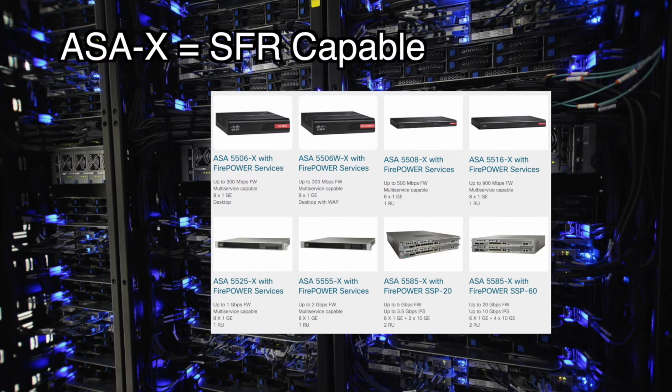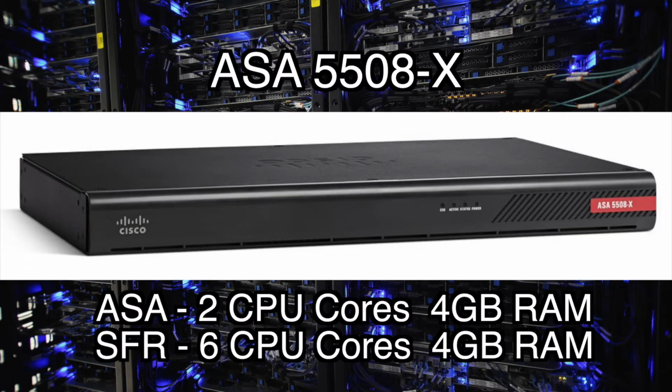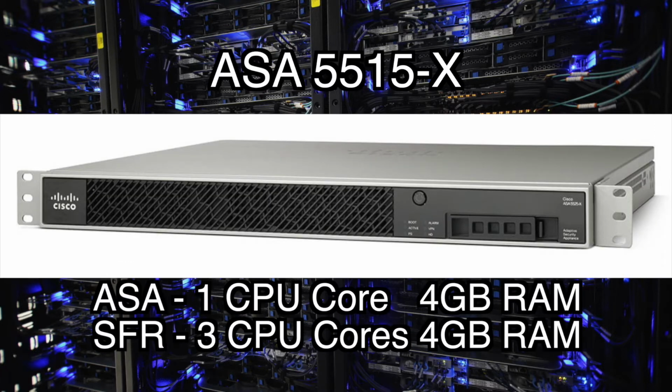So let's begin with the familiar. The ASA X product line, all of the 5500X series platforms, are capable of running the Cisco Firepower software module, also known as SFR. When we install the ASA operating system on the ASA X firewall appliance hardware, we're actually only using one or two of the many CPU cores on the box, and only half of the RAM available. This is because the bulk of the CPU cores and RAM have been reserved for the SFR module's use.